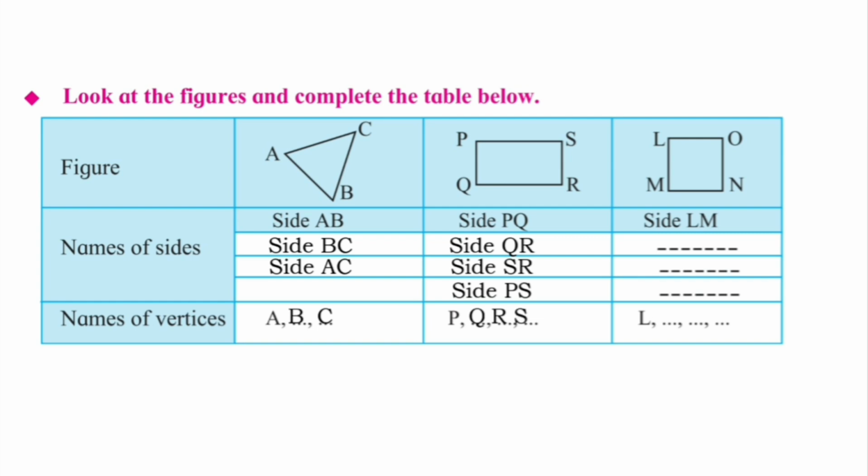Now next figure is of square, L, M, N, O. And the sides are side LM, this one LM, then MN, then side ON, and the next side is LO. Now let us write vertices. So first vertex is given here, that is L, this one. Let us write next vertices. So next vertex is M, N and O.